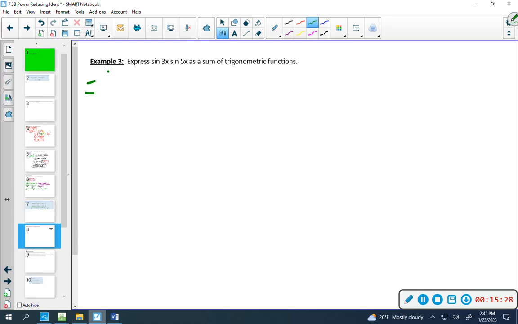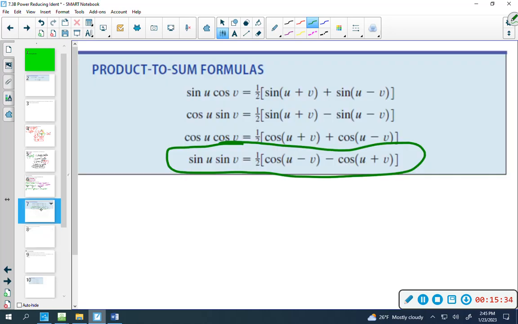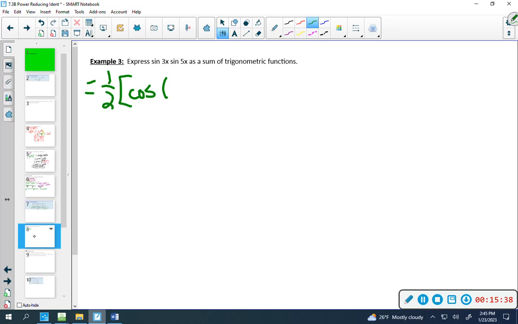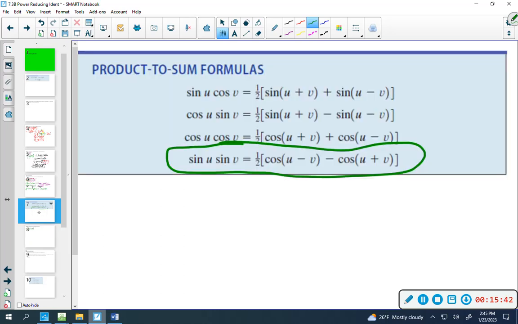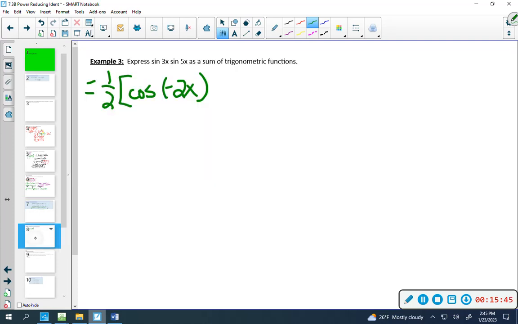Half, we're going to have, of course, cos. And we're going to first, of course, I'm looking at my identity, I'm going to subtract the two angles. So we can do that in our head. 3x minus 5x. Got it. Back to my formula, minus cos of the sum of the angles. Well, we can add them in our head. What's 3x plus 5x? We got it, 8x. So next thing I would look at is, of course, I'm going to distribute the half through.